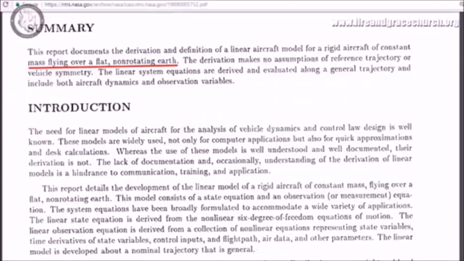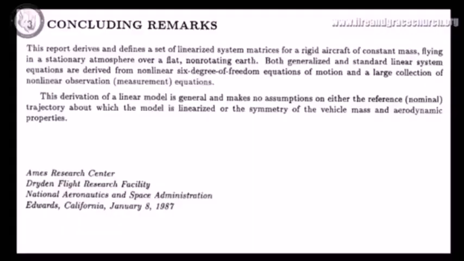Question: why would this be in any technical manual of anybody if it doesn't exist? The concluding remarks of the report and all the math and the equations. Look at that. This report derives and defines a set of linearized system matrices for rigid aircraft of constant mass flying in a stationary atmosphere over a flat, non-rotating Earth.